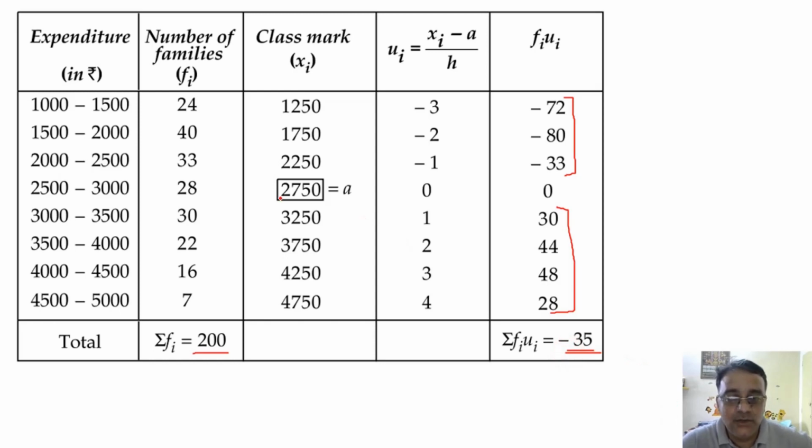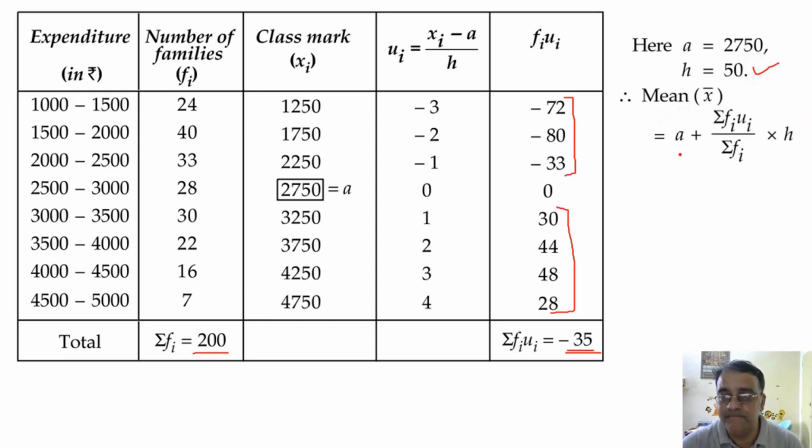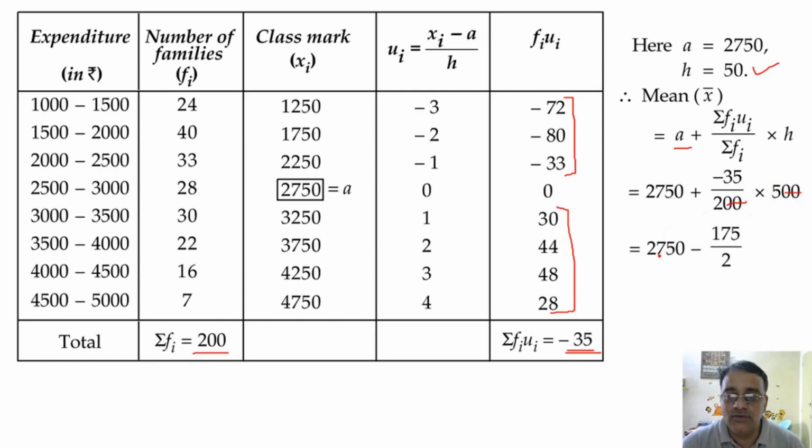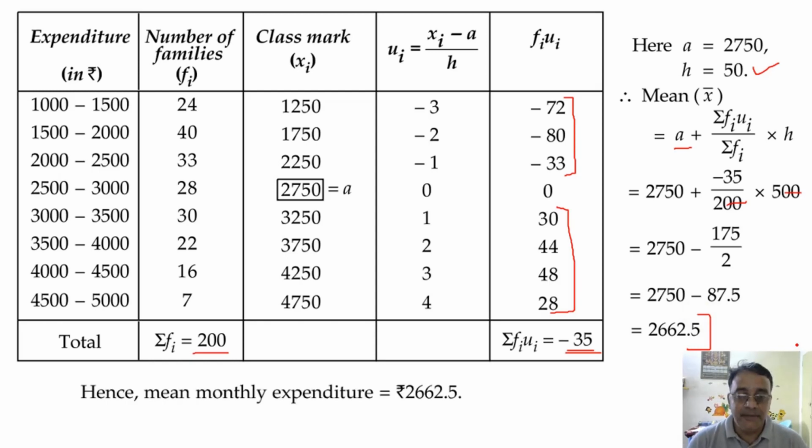Now what is A? 2750, and H is 500, which we are going to write here. And we have to write the formula also. This is the formula. A is 2750 plus -35 upon 200 into 500. तो यहाँ पे ये कैंसिल कर सकते हैं, right? So 2750 minus 175 by 2. So divide then subtract. 87.5 subtract करेंगे तो we get the final answer 2662.5. Hence mean monthly expenditure is equal to rupees 2662.5. Any doubt here?